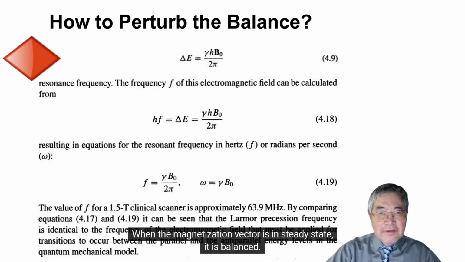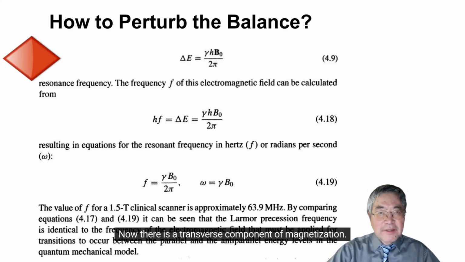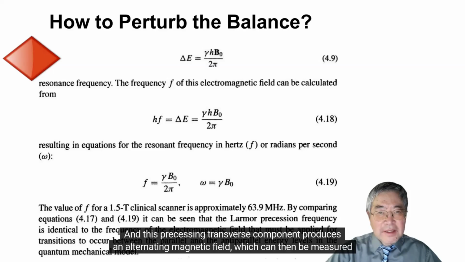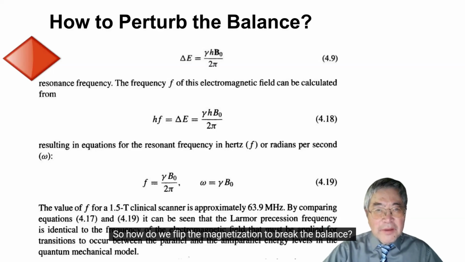When the magnetization vector is in steady state, it is balanced. No magnetic field is changing, so no signal can be detected. But once we flip it, we break that balance. Now there is a transverse component of magnetization. This transverse part does not stay still, it undergoes circular motion, what we call precession. And this precessing transverse component produces an alternating magnetic field, which can then be measured through electromagnetic induction, as described by Maxwell's equations. So how do we flip the magnetization to break the balance?